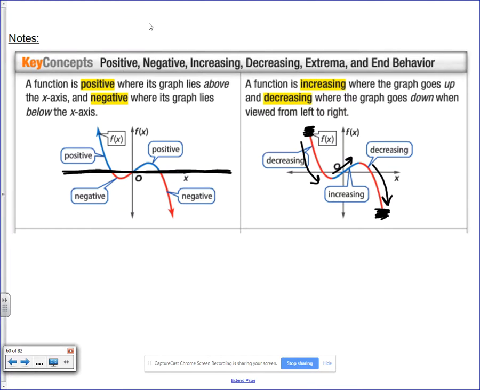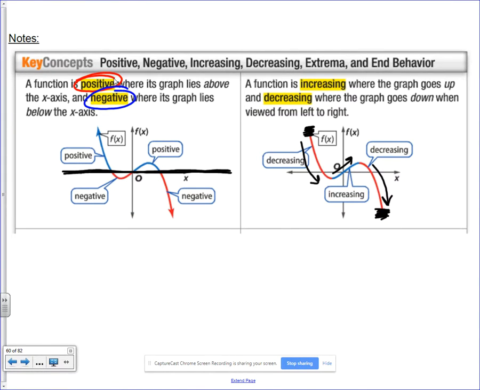Okay. So what I need for you to do is on the front of your page, you have the word positive down there in those boxes. Please circle that with red. We're going to mark that with red when the graph is positive. Okay. For negative, let's mark that with blue. So please circle the word negative with blue.